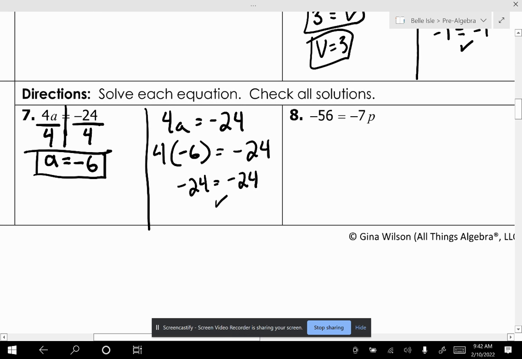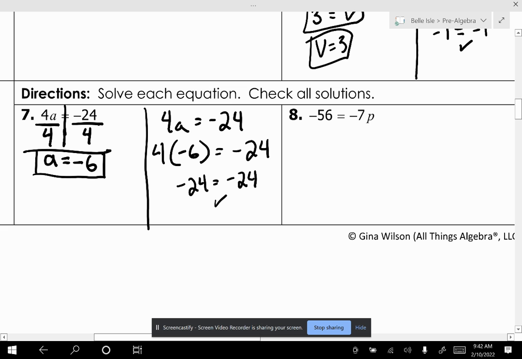Try number 8 on your own. Just see how you do. If you feel uncomfortable trying the whole thing, at least try and do those first 2 steps. Locate your variable, split your equation, see if you can figure out what the inverse operation is.